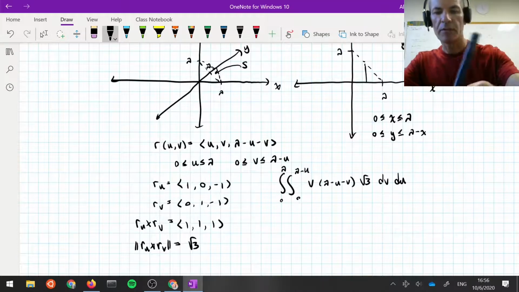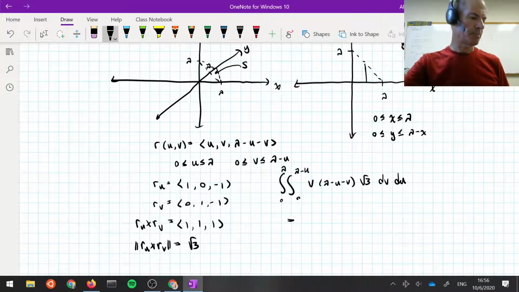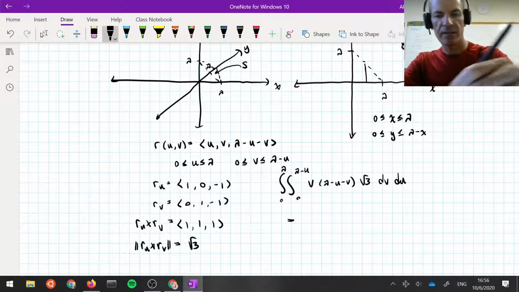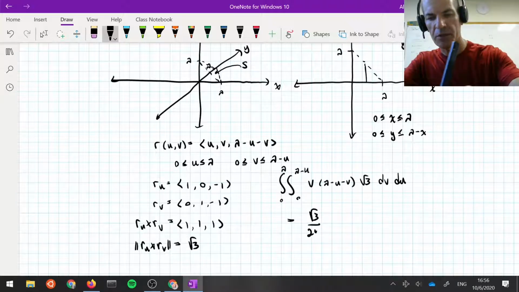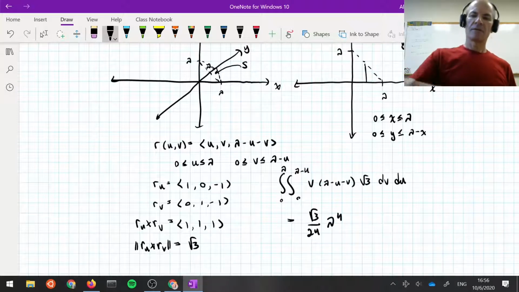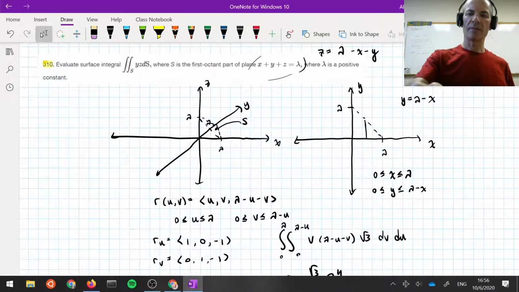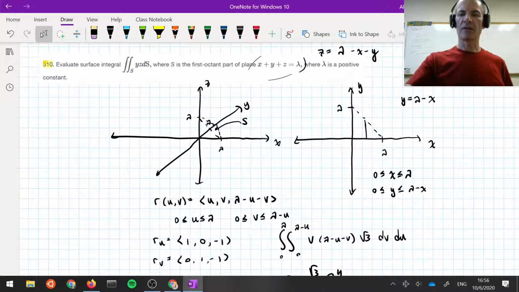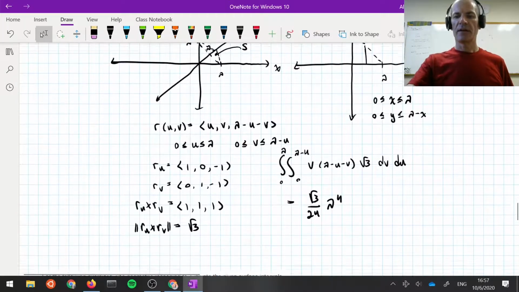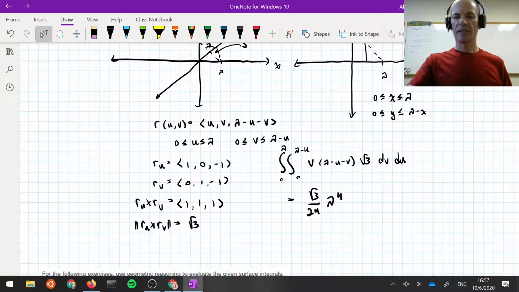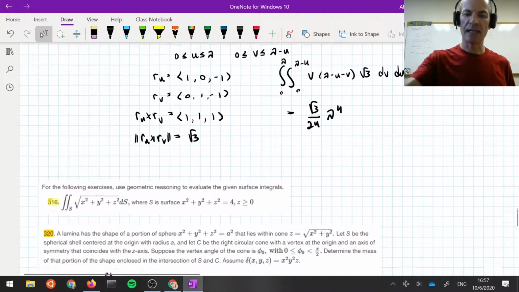Took the liberty of plugging that into Sage, and I get the square root of 3 over 24, lambda to the 4th. So remember, lambda was this parameter that just kind of controls where the surface is, and that's how this integral depends on lambda.